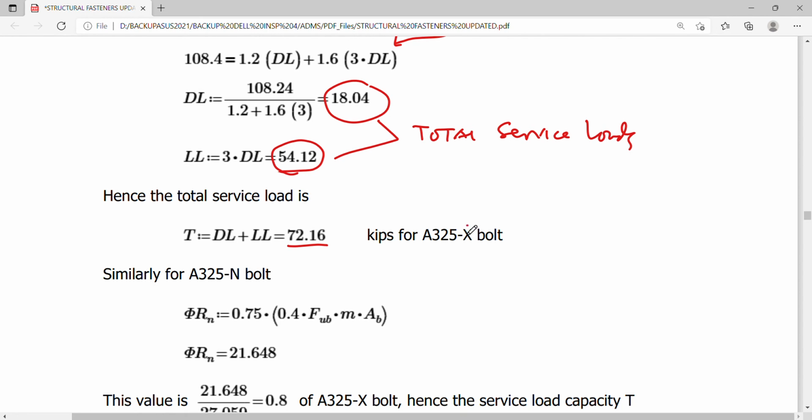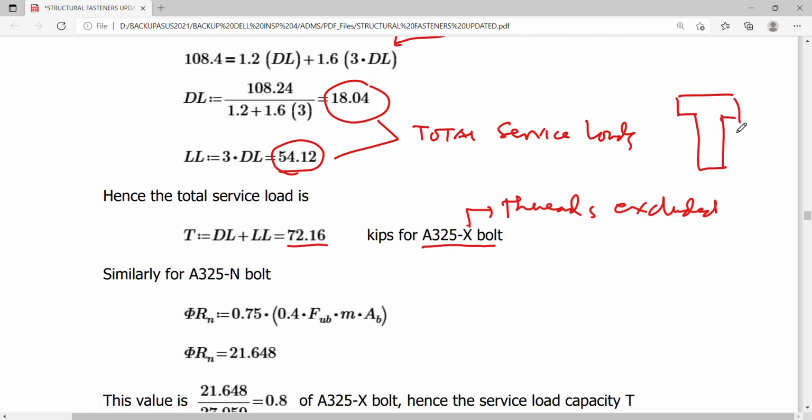So we refer to the A325-X bolt, so threads are not included, or threads excluded. When you say excluded, if I have here a bolt, I see to it that the threads here will not be a part of, or will not be affected by, the shear plane. So this is now the shear plane.